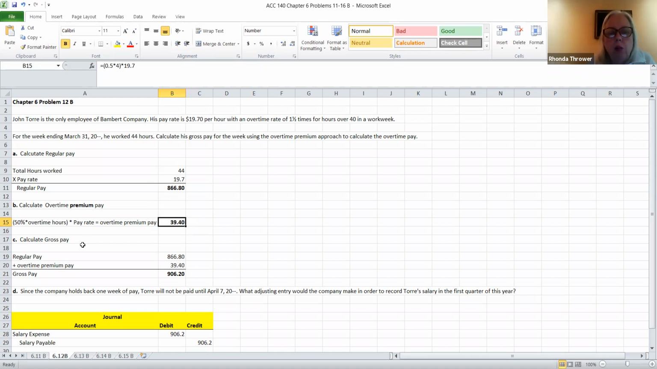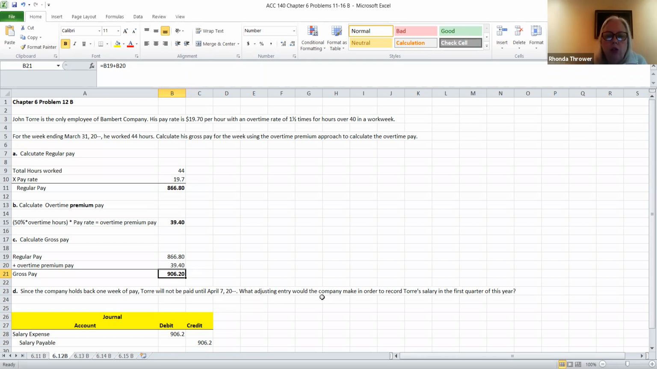In part C, they want you to calculate the gross pay, which would be your regular pay plus your overtime premium pay. So your gross pay amount is $906.20. In part D, they say since the company holds back 1 week of pay, Toro will not be paid until April the 7th.